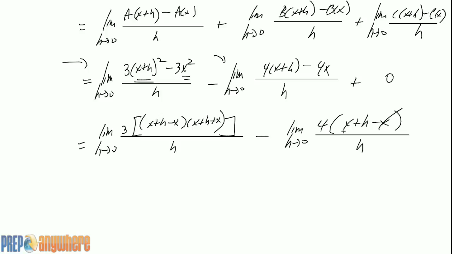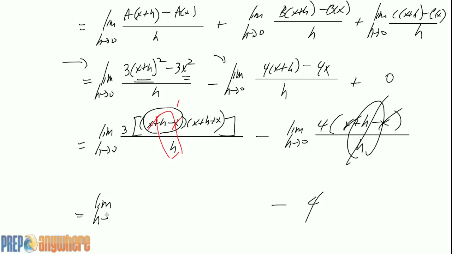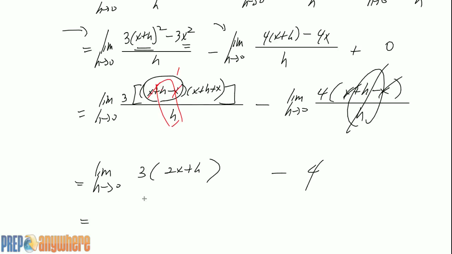Okay, so note that the x cancels out here, that will reduce to give you 1, so that's minus 4. Here note that that right there turns into h, because the x cancels out and h will reduce to give you 1. So what we have left over is just 3 times 2x plus h. Now let's replace h with 0. We get 6x minus 4. Therefore, f prime at a, or instead of x, it'll be 6a minus 4.